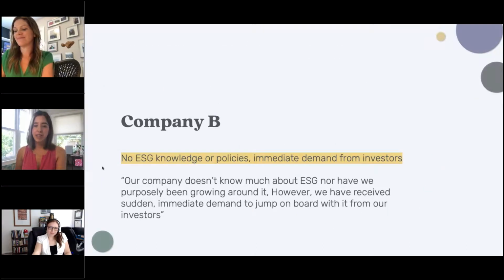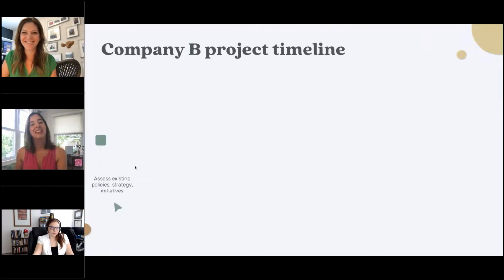For company B, it approaches us and says, our company doesn't know much about ESG, nor have we purposely been growing around it. However, we have received sudden immediate demand to jump on board with it from our investors. Well, first of all, this is something that I always like to say whenever a client approaches us saying, we've done nothing for ESG, we have nothing going on for that. Chances are you do. There's got to be something. We will find it and we'll make sure we grow from there.